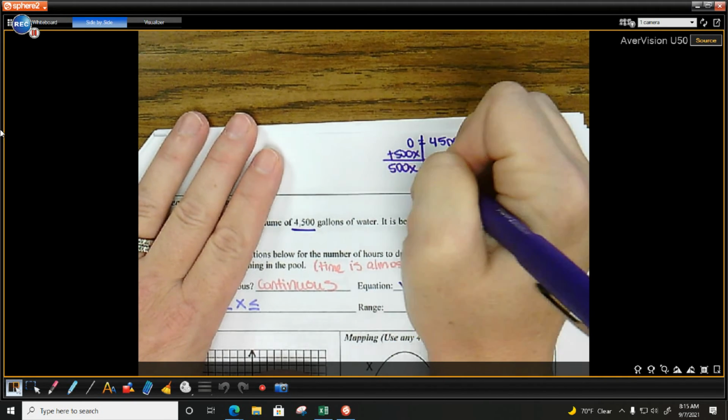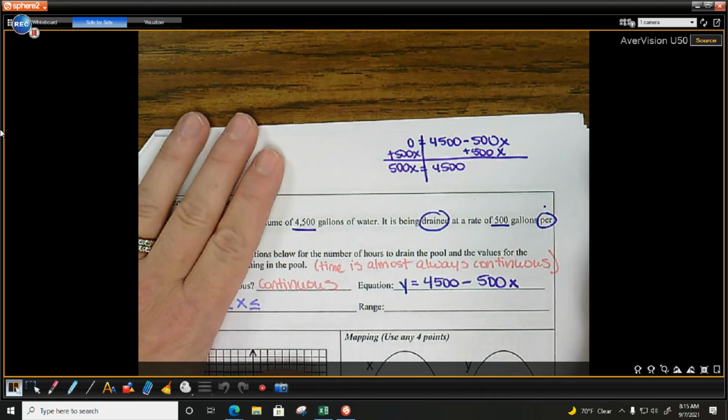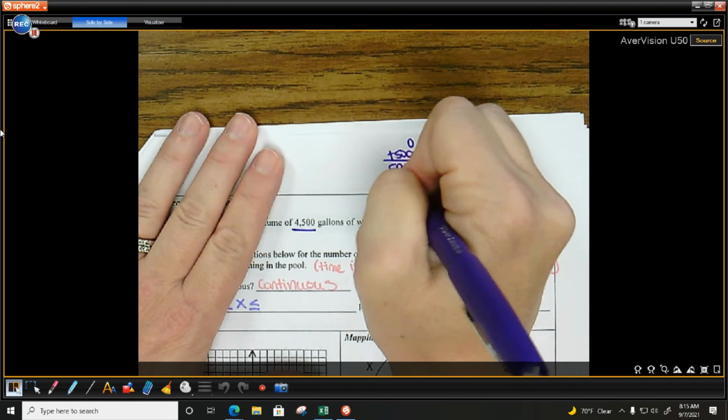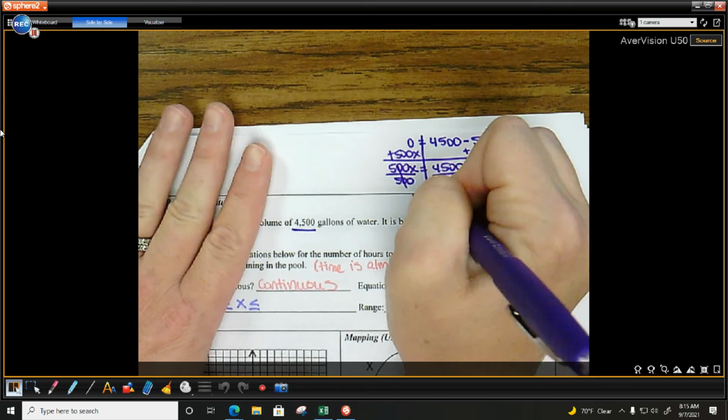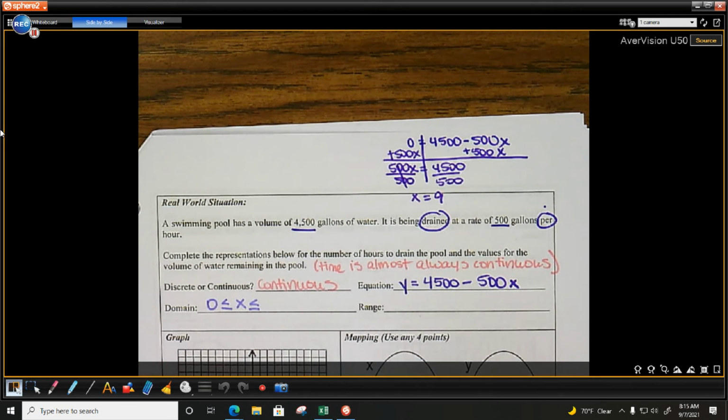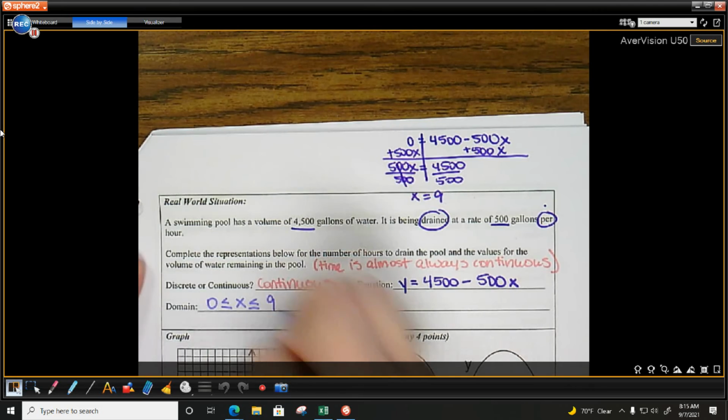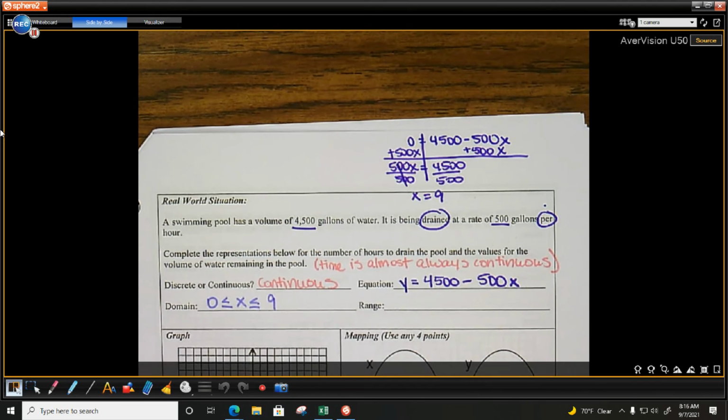And then divide by 500. And I get x is 9. So at 9 hours, my pool will be drained. It will have 0 water in it. Okay? Now, Dylan just did that in his head, which is fine as well. Okay? Good with that?